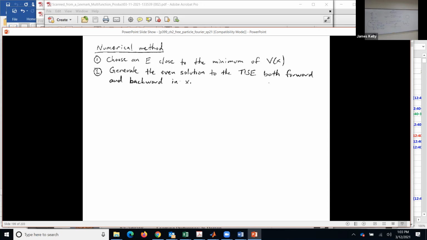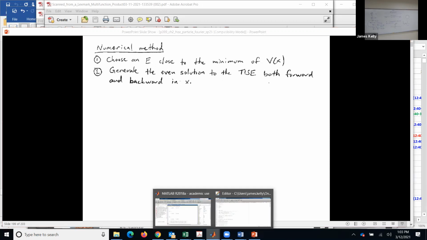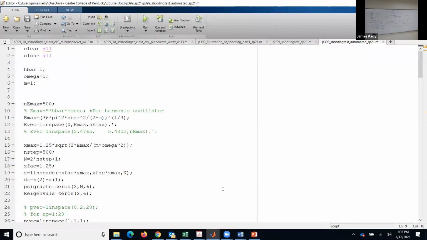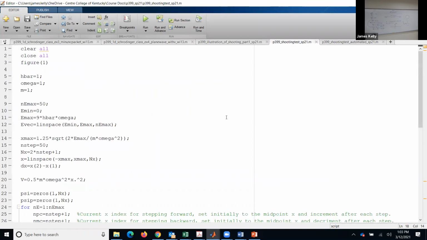And let me just show you some MATLAB code here. And, I have no idea. Some of you are much more familiar with MATLAB because you've been using it recently. Some of you maybe not.